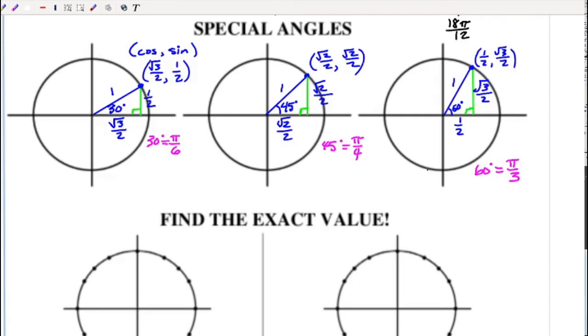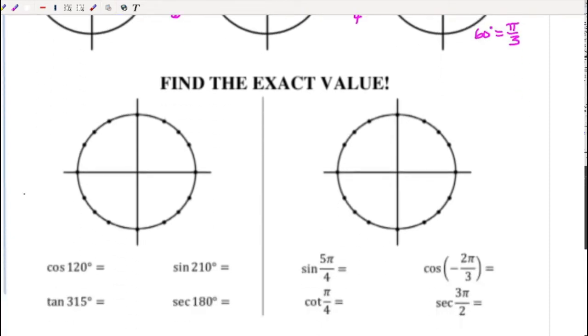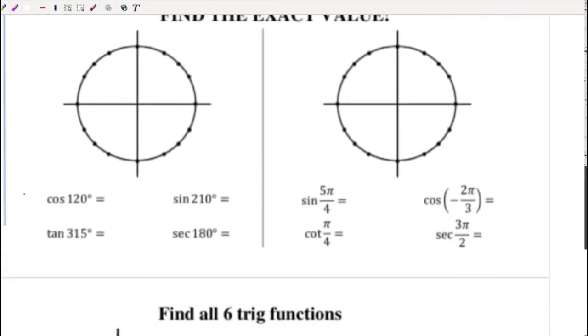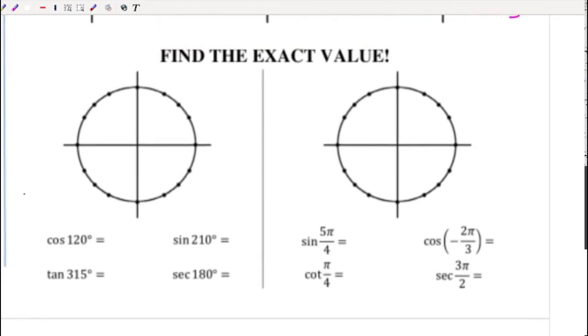So you need to be able to work with these in both degrees and radians, but the sides will be the same every time. You just need to remember which triangle goes with which. You will get fast at drawing in the unit circle with your reference angles, reference triangles, and then using the points to find cosine, sine of different angles. So let's try the ones that are given here down below.